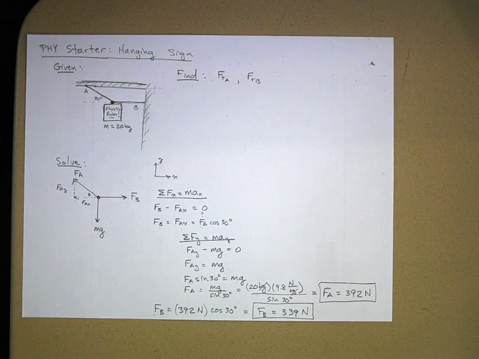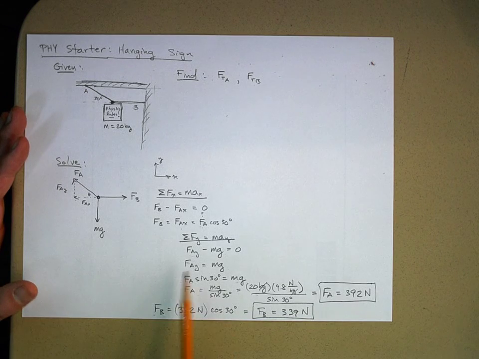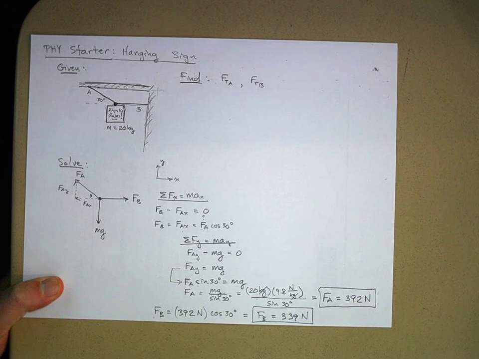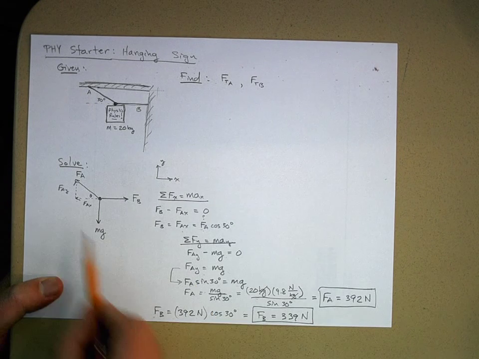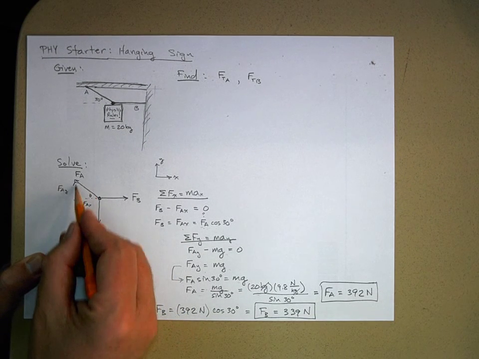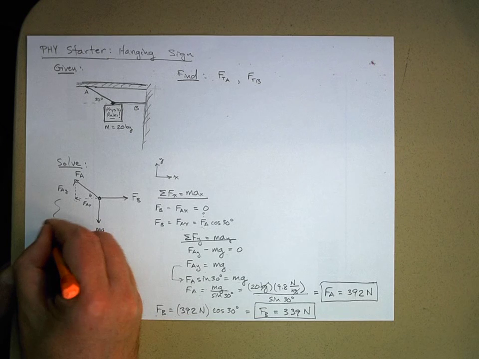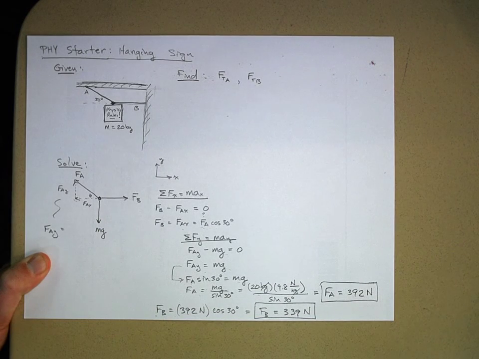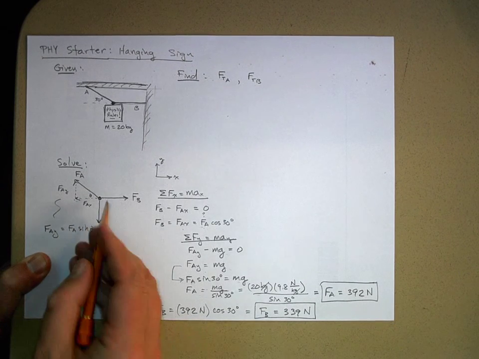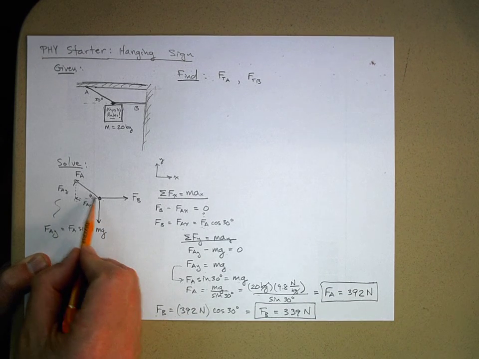Any questions? Yes? When you were summing up the y forces, how did you go from FA y equals mg to FA sine 30 degrees equals mg? Oh, so the question was, how did I go from this line to this line right here? Well, this is FA in the y direction, so I looked up here, and this is FA. This is the vertical component. So the y component of FA is equal to FA times the sine of the angle, because it's the opposite. This is opposite of that angle. Okay.